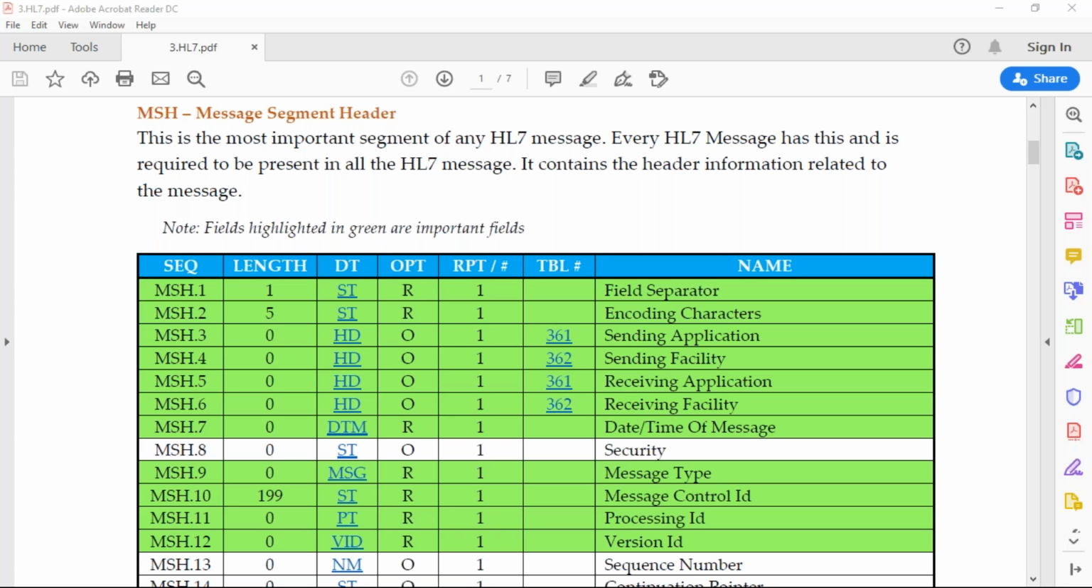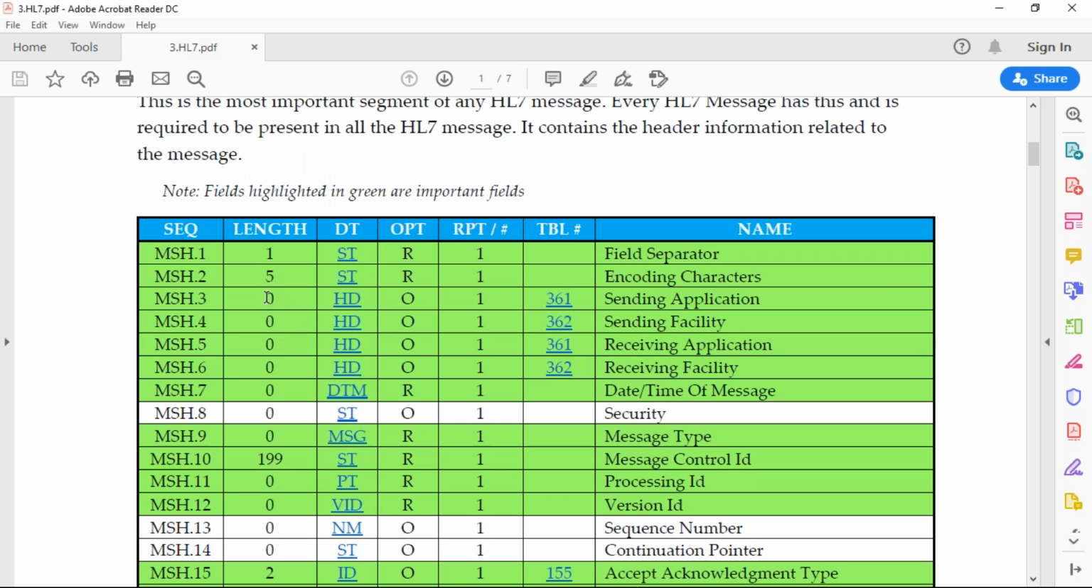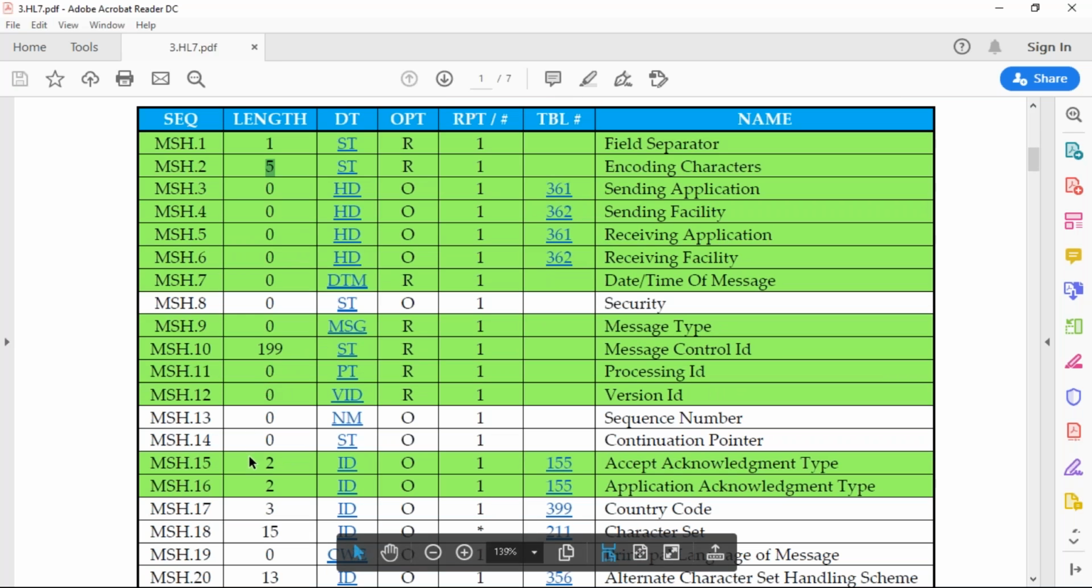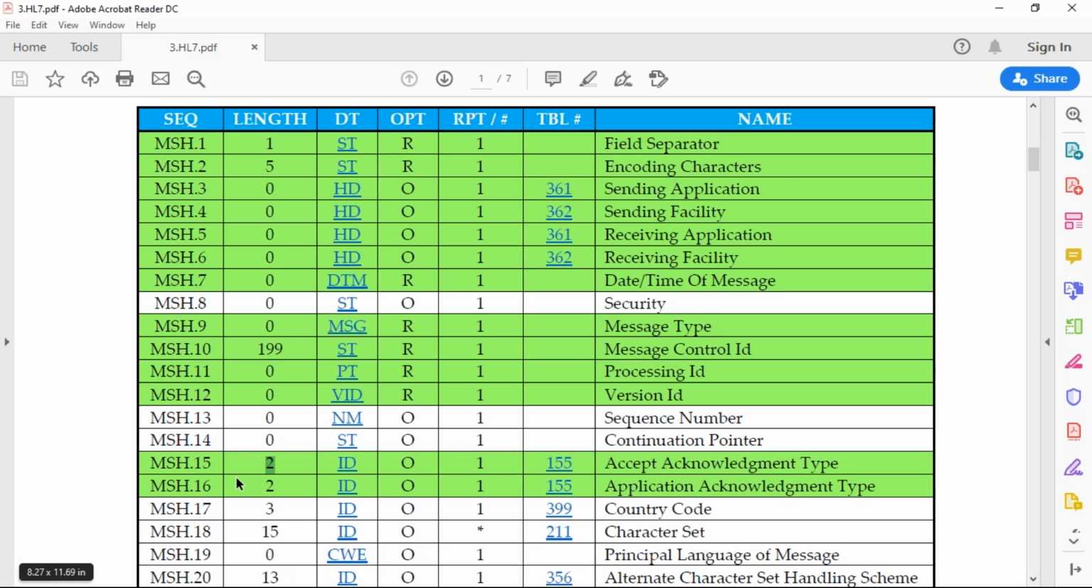This length is a fixed one, meaning it is fixed for the version? Yes, the length of the fields is fixed for the version. In case there is no value for length, or it is zero, it means it is unlimited. You can send anything. But if it defines a number, then it has to follow that rule of having only that many characters as per the definition here. For example, if it says 2, which means you have to send the value of only 2 characters, not more than 2 characters.